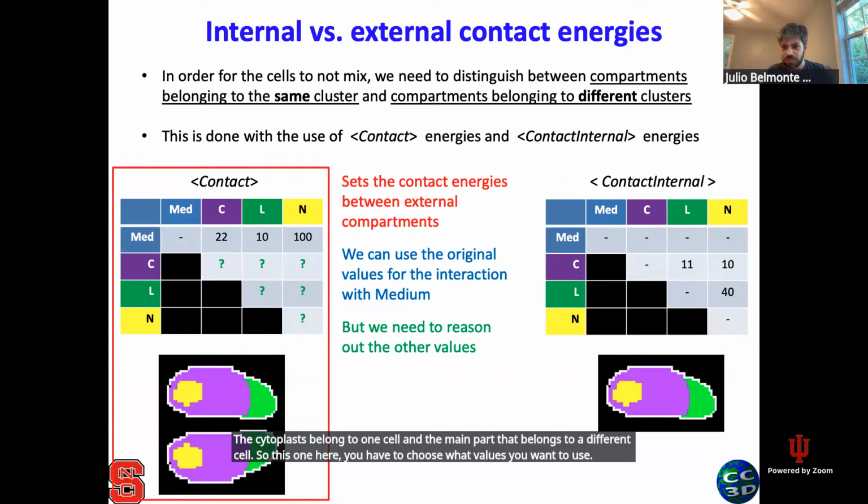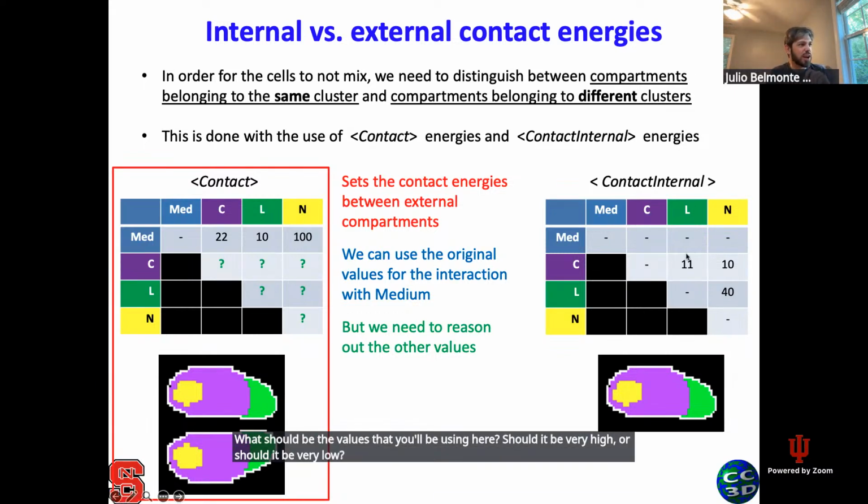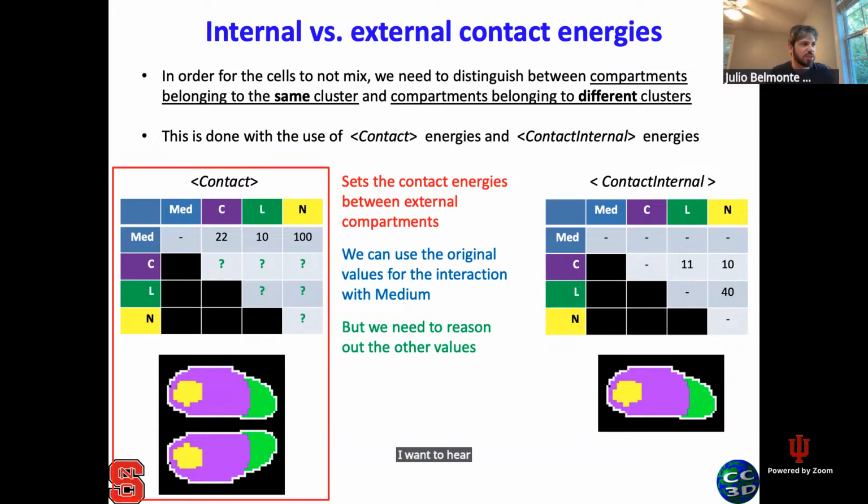So do you guys have any idea what the values that you'll be using here should be? Should they be very high or should they be very low? Should they be higher than these values here or should they be lower than these values here? I want to hear your opinion in the chat. So remember that we don't want the cells to mix when they belong to different clusters, right?